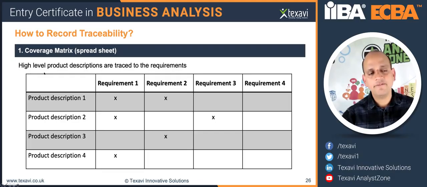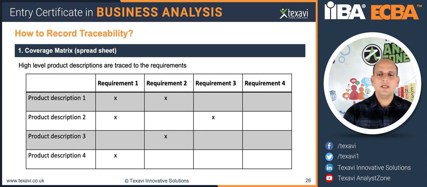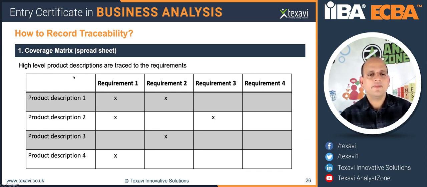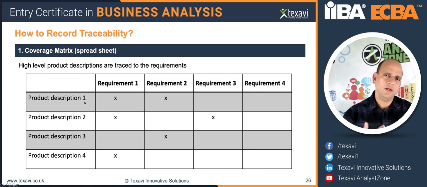In terms of the coverage metrics, there are a lot of different tools available now. With Agile, it's done automatically by tools like Jira and Trello. This is a very old, traditional way of capturing the high-level product description. A product description is nothing but a feature, in the context of Agile. It could be a functionality, a feature, a task, a technical task, a requirement, a story, or an epic.